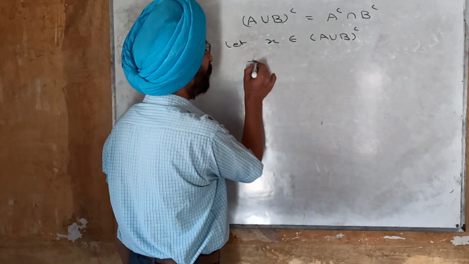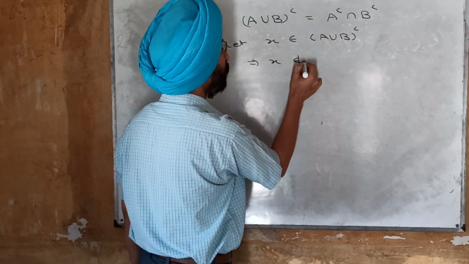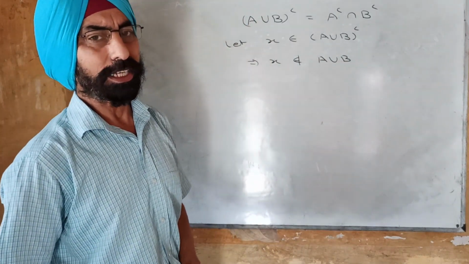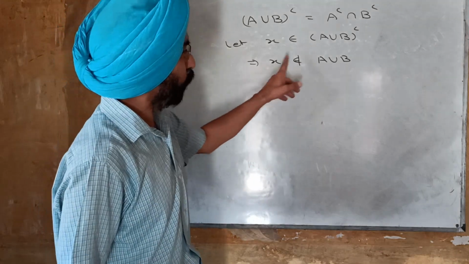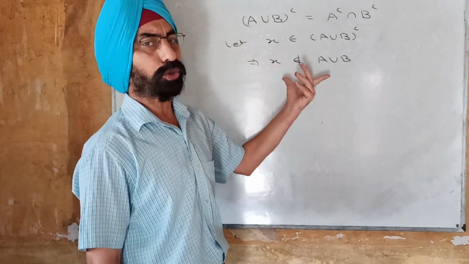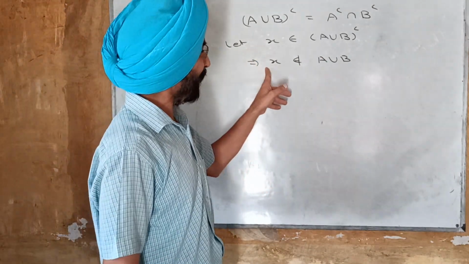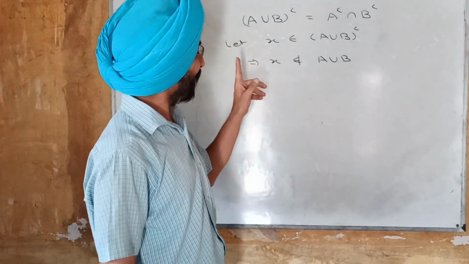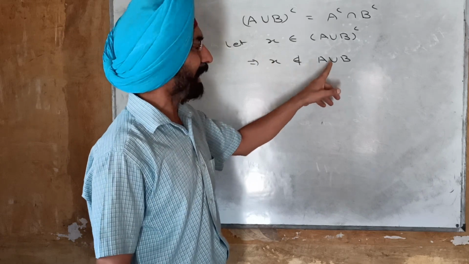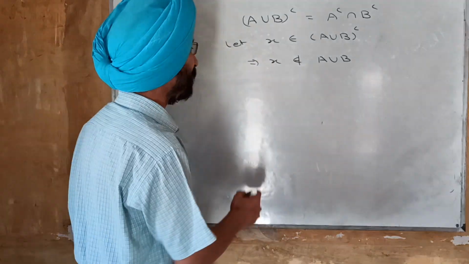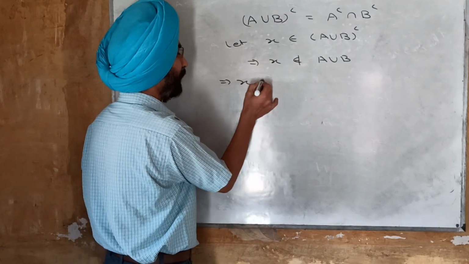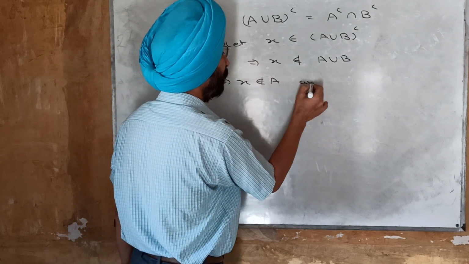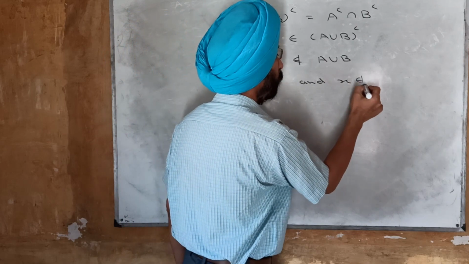So this means X cannot be a member of A union B. Now look at, if X belongs to A, then X belongs to A union B also. If X belongs to B, then X belongs to A union B as well. But X is not in A union B. That means X neither belongs to A nor belongs to B.